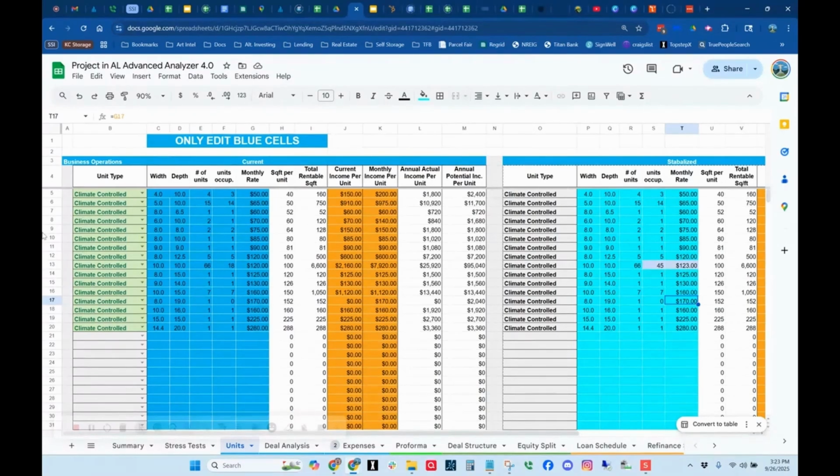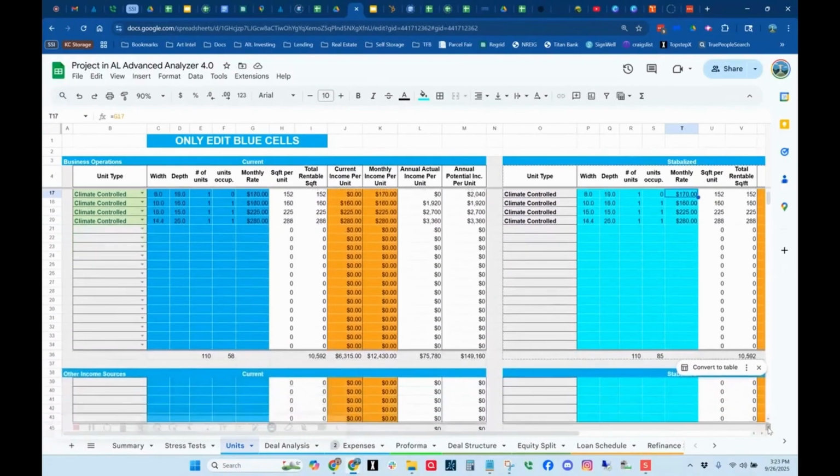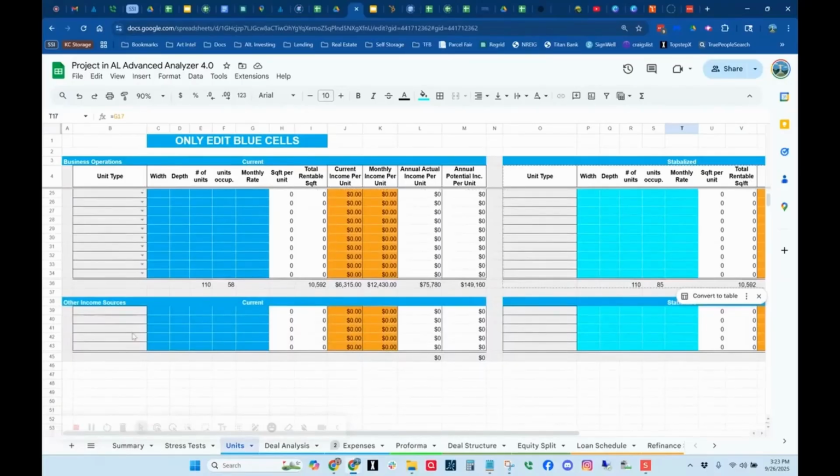And then down at the bottom, you can scroll down. And down here you have other income. Now this other income comes from leases that you might have. So you might have a cell tower or a billboard or a laundromat, anything that's not a self-storage unit.